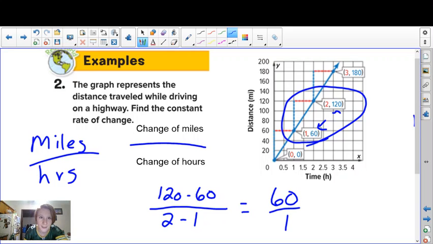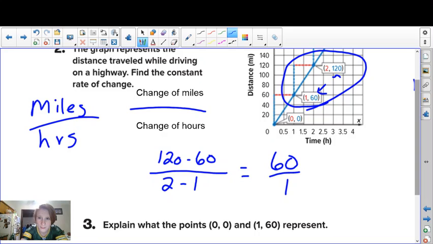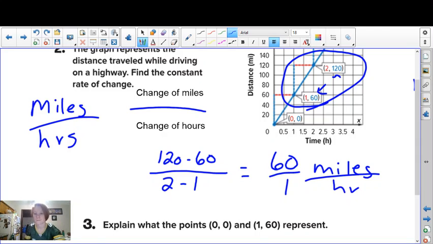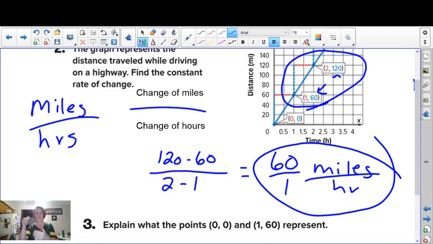So this vehicle traveled 60 miles per hour. That'd be cool if you did 60 miles in a minute. Dude, you'd be like speed lightning. And it's a constant rate because it's consistently increasing.